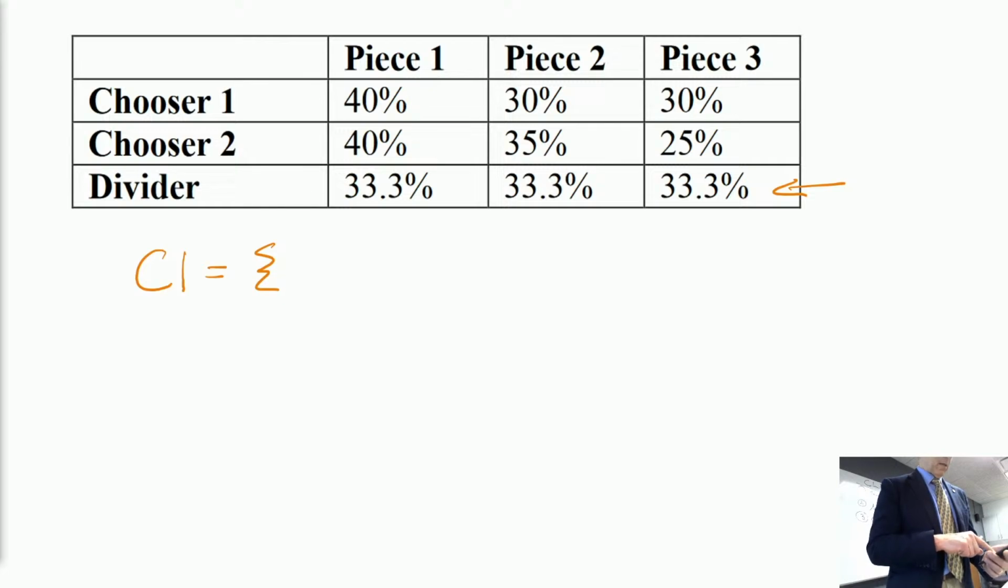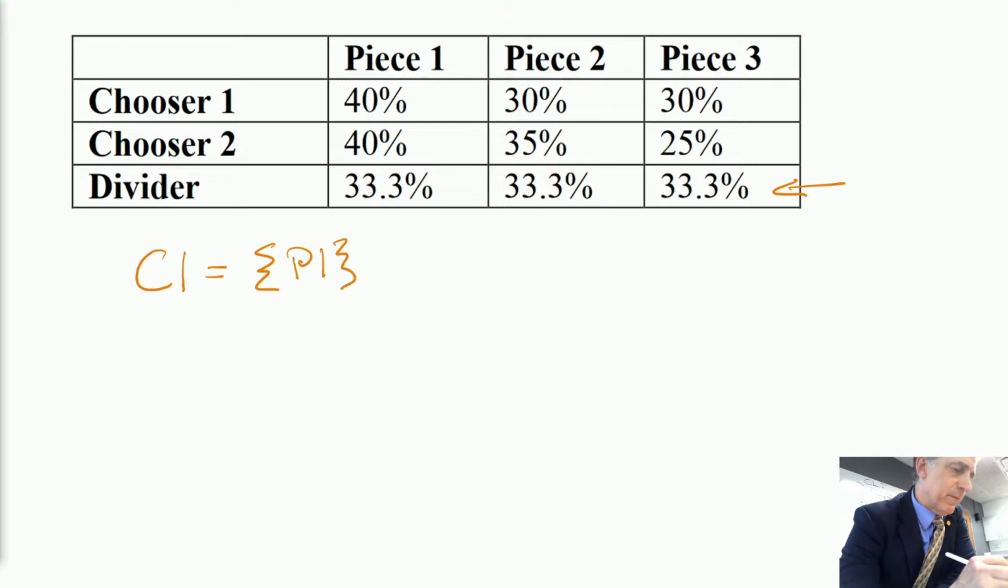We have Addison. Addison's here. Addison, chooser 1, what would chooser 1 say is acceptable to him or her? Not piece 2? Yeah, I guess you're right. Just piece 1. Because notice that piece 2 is less than 33 1/3%, and piece 3 is also less than 33 1/3%.